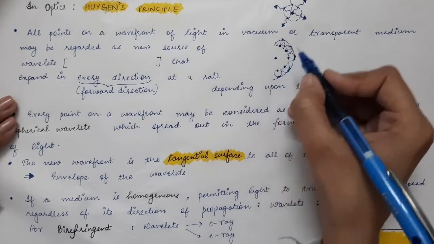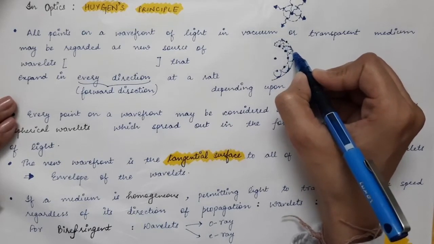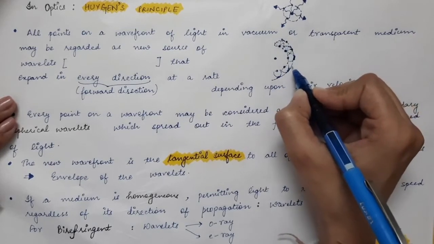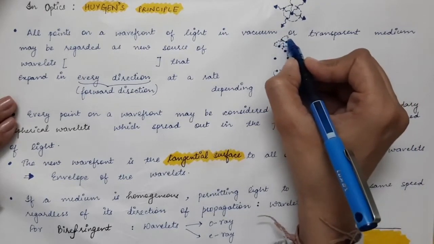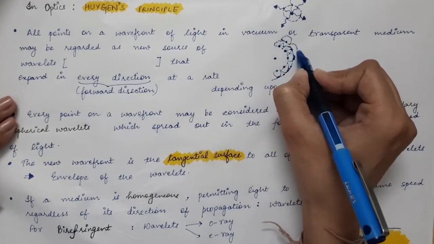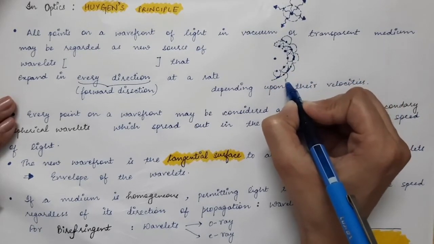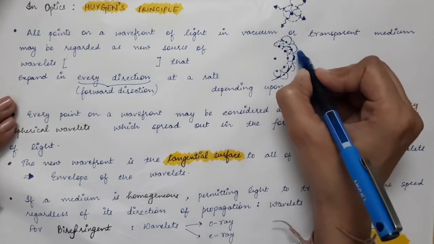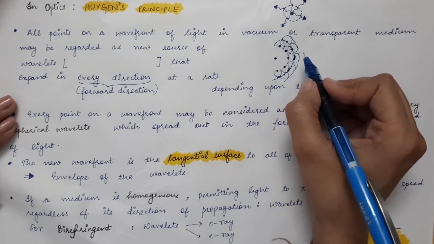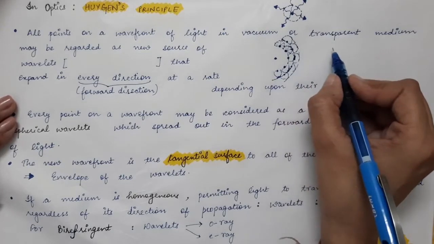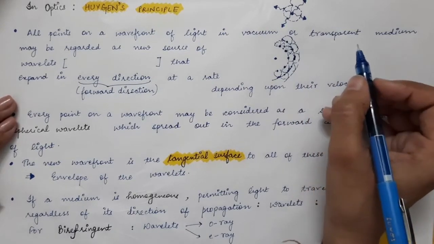So this is how, on this new wavefront, every point, you can take infinite number of points. So every point will become a source of secondary wavelets. So again you will draw a tangential surface. So that will become another new wavefront. So this is how the light rays propagate. So this theory was given by Huygens.